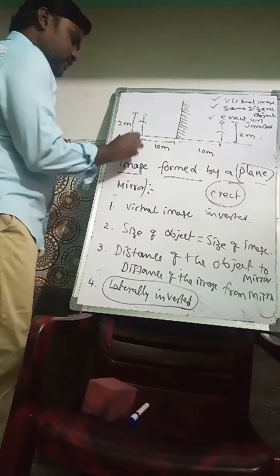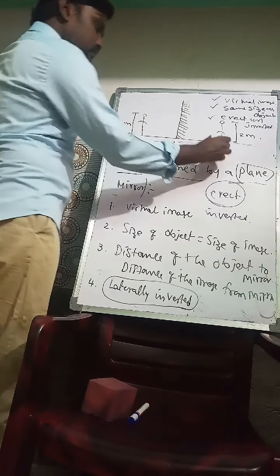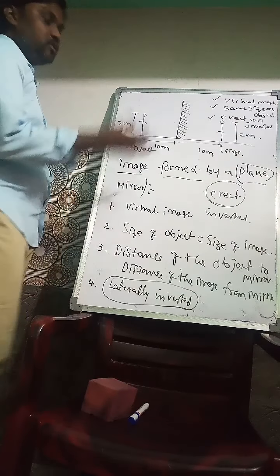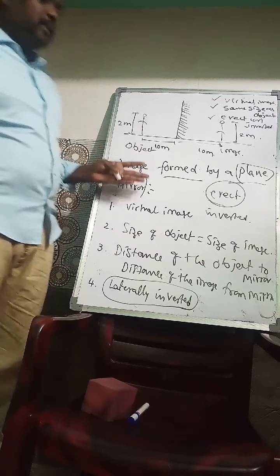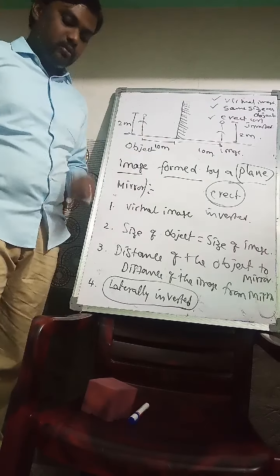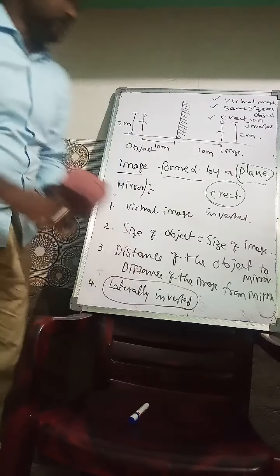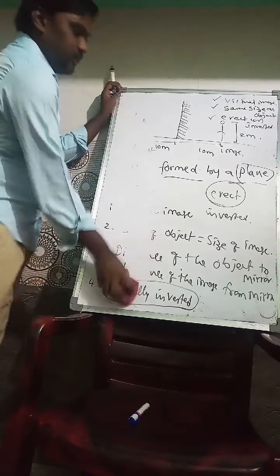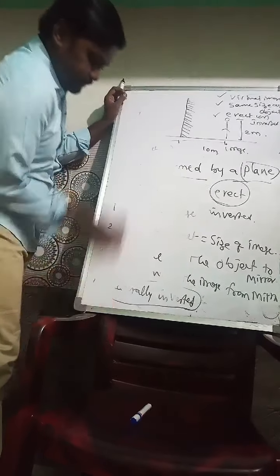So this is the object, this is the image, and these are the characteristics of the image. In future, not only in the case of plane mirrors but also in the case of spherical mirrors, you have to follow it like this only. So this is all about the image formed by a plane mirror.